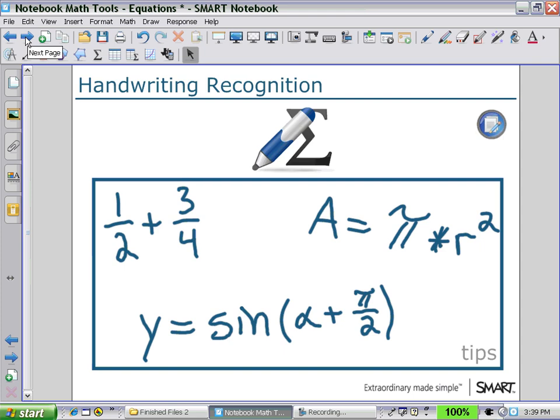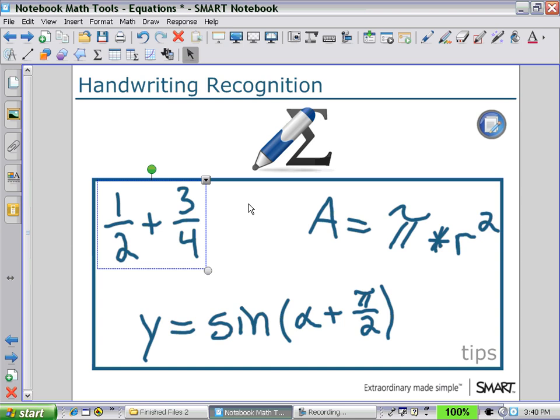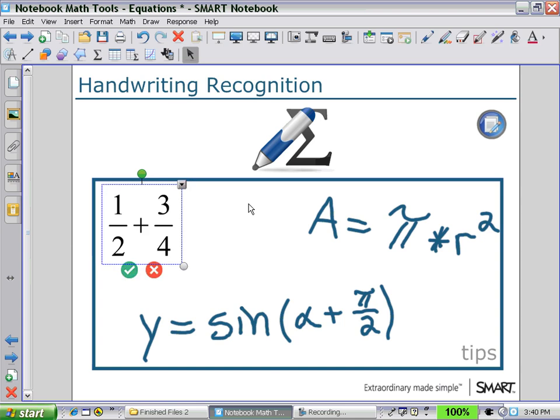Next, we'll look at the handwriting recognition tool. Here you see a number of expressions, one expression and a couple of equations. So selecting the fractional expression, seeing if the handwriting recognition tool, you can see Recognize Math Ink. If I select that, it's recognized and I can select to accept it or decline it. And there you see that expression.